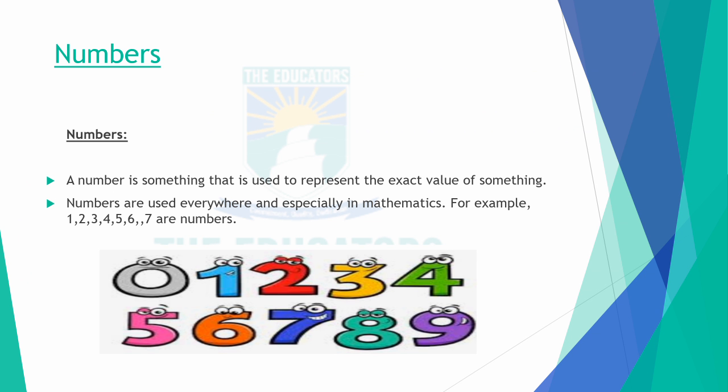1, 2, 3, 4, 5, 6, 7. These all are basic numbers. All big numbers are made up of these numbers.